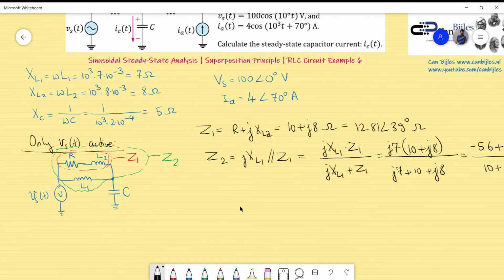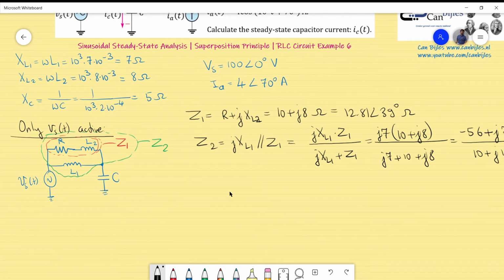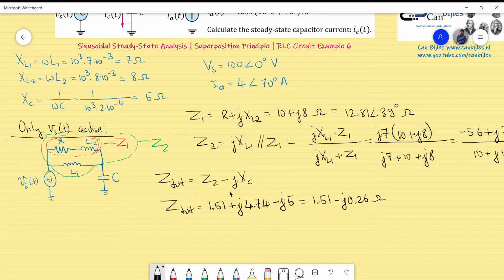So I have a total capacitor, so total impedance. So the total impedance seen here is Z2 minus JXC, which is 1.51 plus J4.74 minus J5, which will result in 1.51 minus J0.26 ohms. Okay, what is the next step?